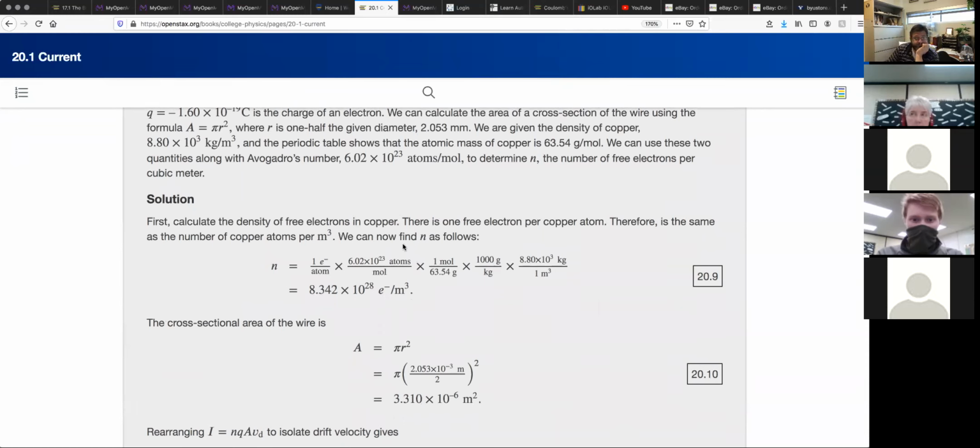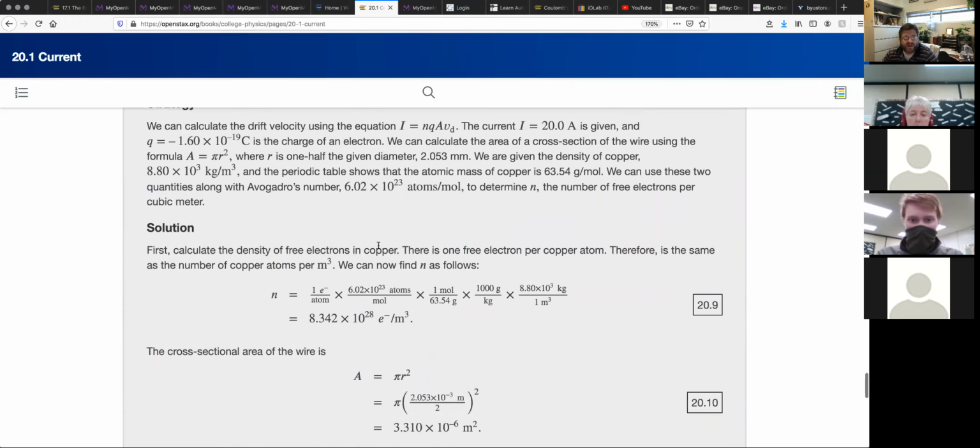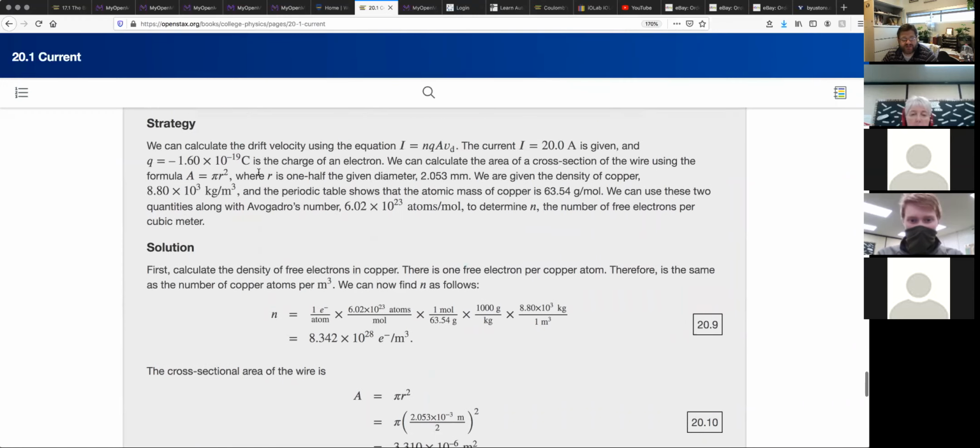So we want to first figure out the density of free electrons in copper using the things that they've told us. They also give us some things from the periodic table. The density of copper is 8.8 times 10 to the 3 kilograms per meter cubed. And the atomic mass of copper is 63.54 grams per mole.